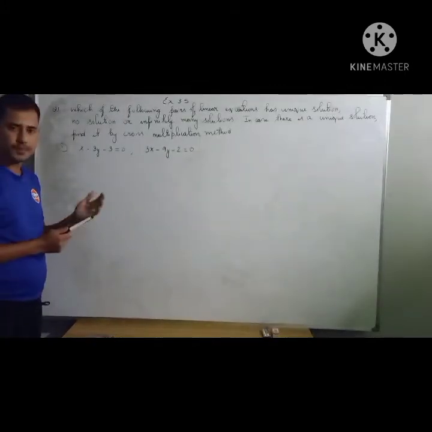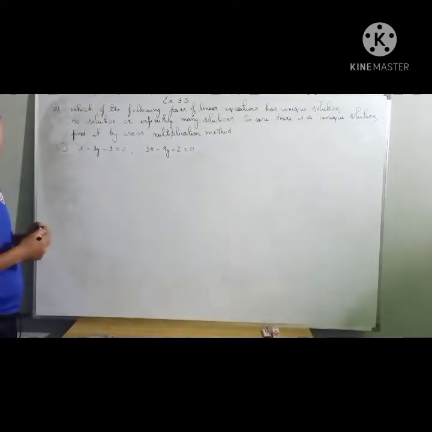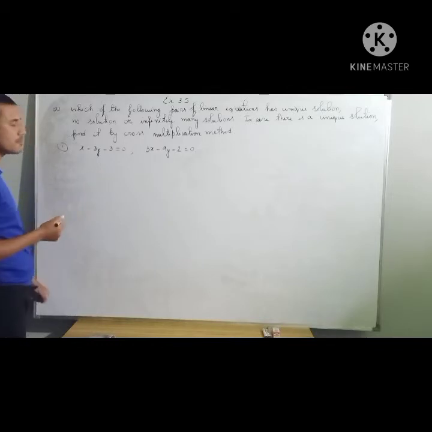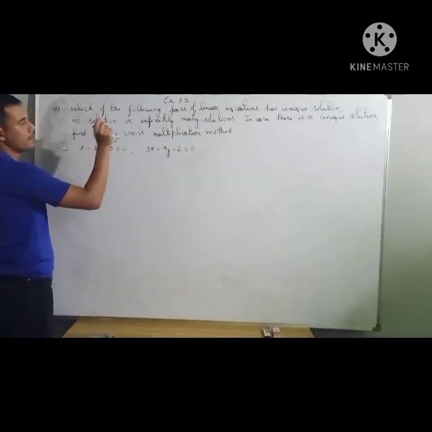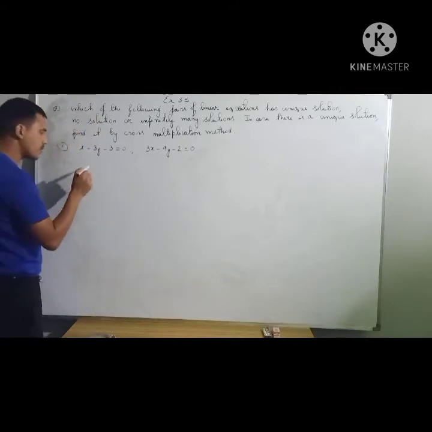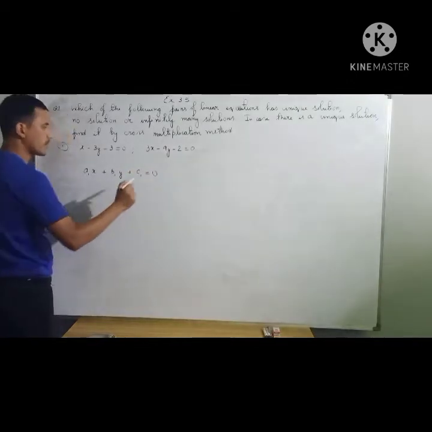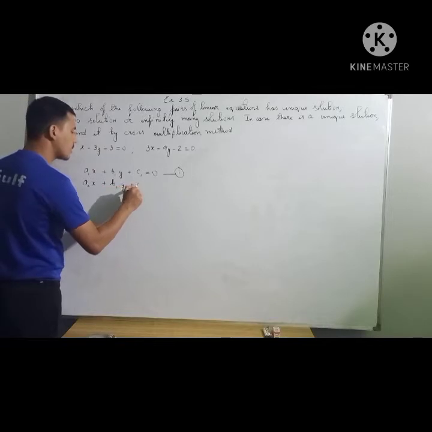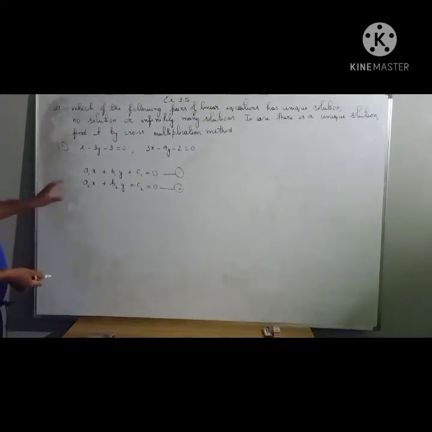Now, during the introduction class of chapter 3, I have already discussed the different types of solution for a pair of linear equations in two variables. I will highlight it to you again. Consider the general form of linear equations in two variables. A pair of linear equations in two variables is always of the form a1x plus b1y plus c1 equals 0. We consider this as equation 1. And a2x plus b2y plus c2 is equal to 0. This is your second equation. So, a pair of linear equations in two variables should always be in this form. We take this as the general form.